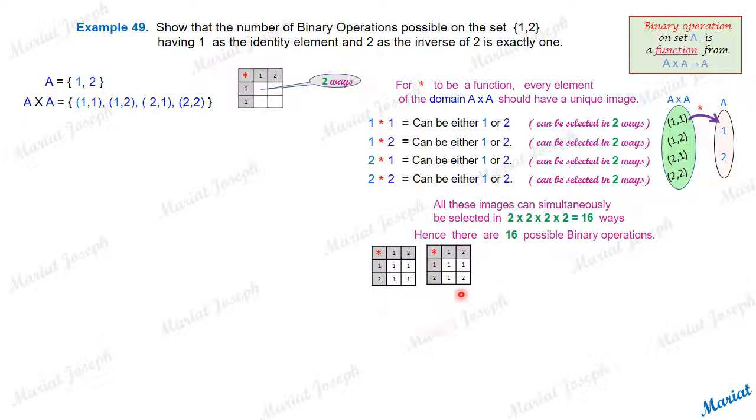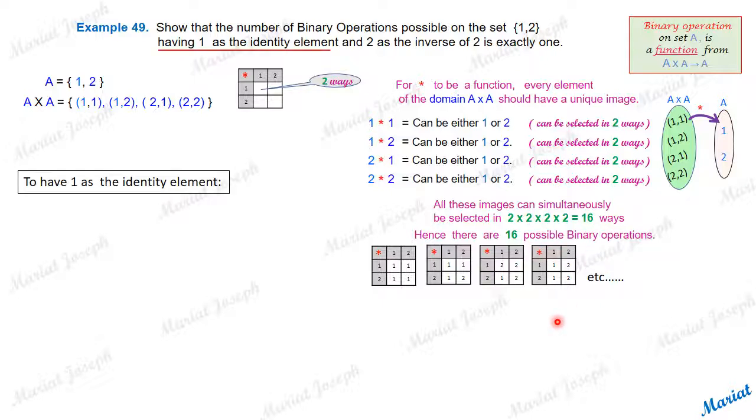Another may look like this. Just one difference I did. Here the element is 2. Last one. Another binary operation may look like this. All of them are 2 except this one. Like that, many more. How many more? We already discussed. There are 16 possible binary operations.